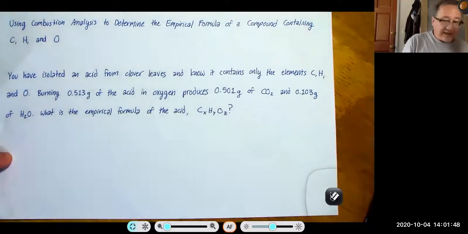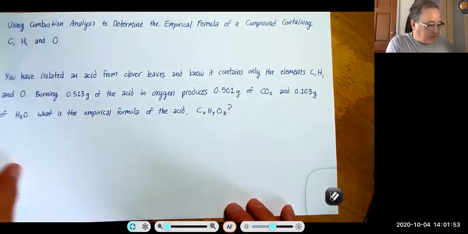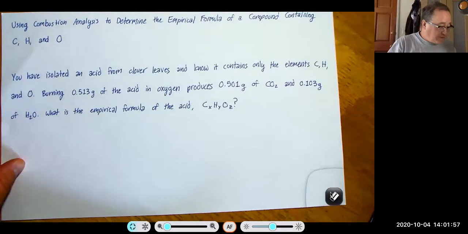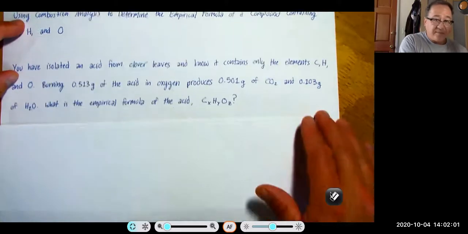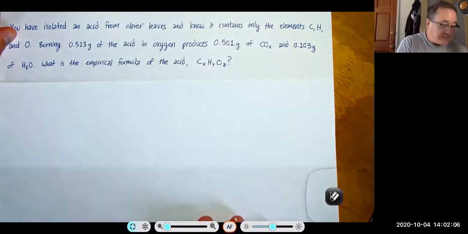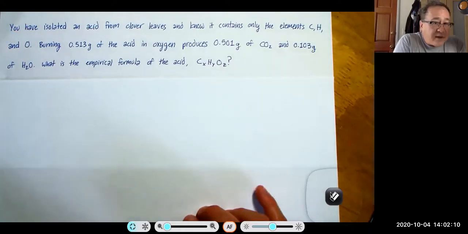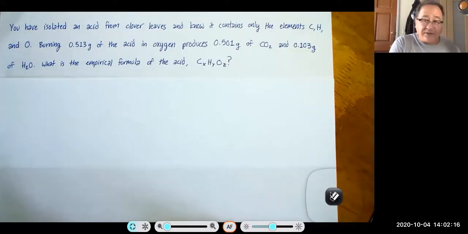So let's take a look at an example here. Using combustion analysis to determine the empirical formula of a compound containing carbon, hydrogen, and oxygen, you have isolated an acid from clover leaves, and it contains only the elements carbon, hydrogen, and oxygen. Burning 0.513 grams of the acid in oxygen produces 5.01 grams of CO2 and 1.03 grams of H2O. What is the empirical formula?